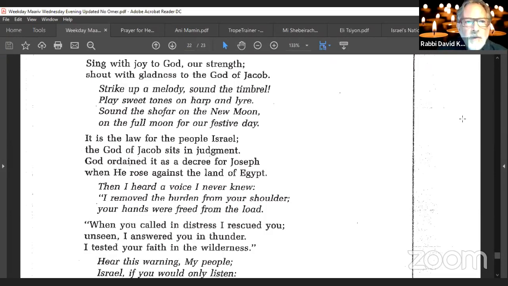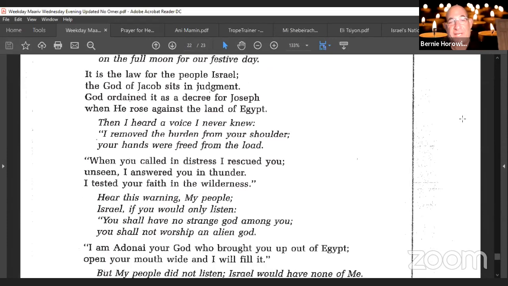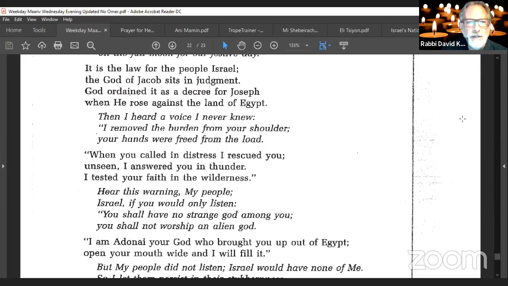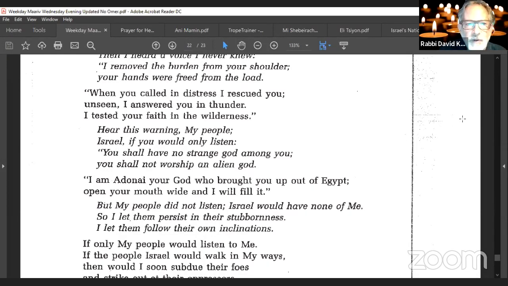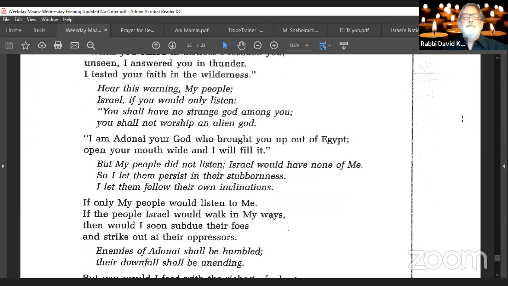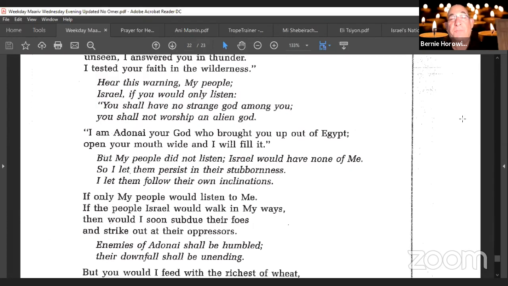Sing with joy to God, our strength. Shout with gladness to the God of Jacob. Strike up a melody, sound the timbrel, play sweet tones on harp and lyre. Sound the shofar on the new moon, on the full moon for our festive day. It is the law for the people Israel. The God of Jacob sits in judgment. God ordained it as a decree for Joseph when he rose against the land of Egypt. Then I heard a voice I never knew. I removed the burden from your shoulder. Your hands were freed from the load. When you called in distress, I rescued you. Unseen, I answered you in thunder. I tested your faith in the wilderness. Hear this warning, my people. Israel, if you would only listen. You shall have no strange God among you, and you shall not worship an alien God.